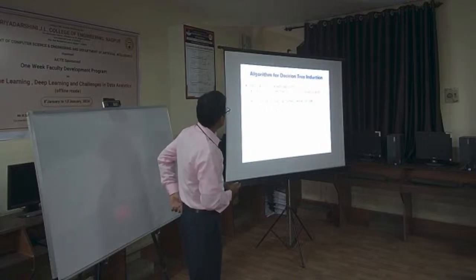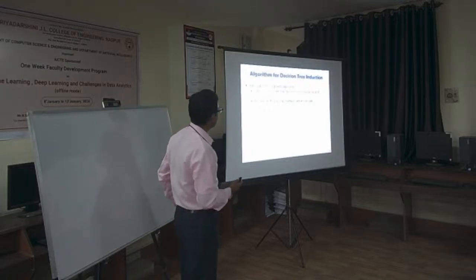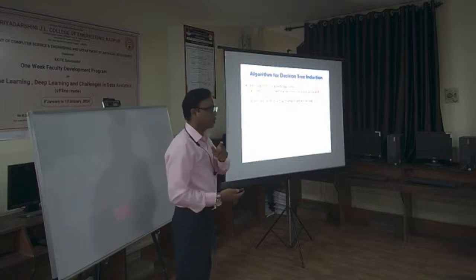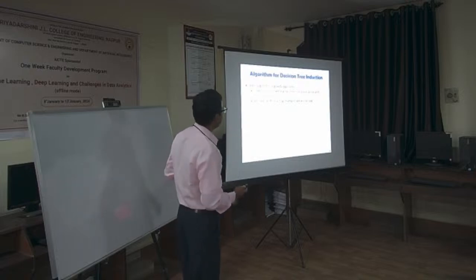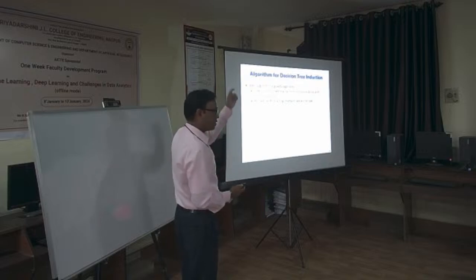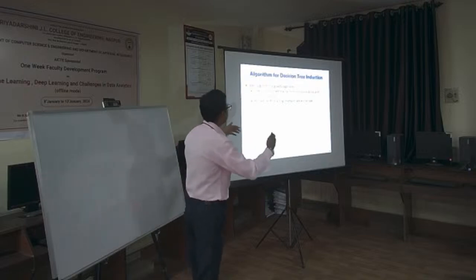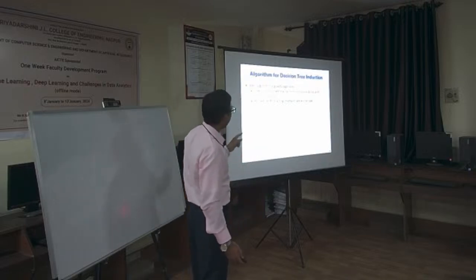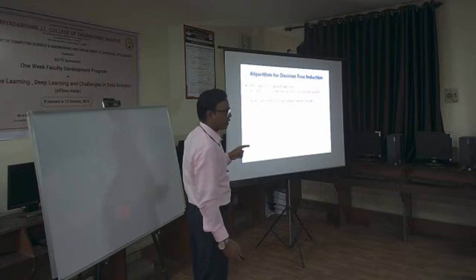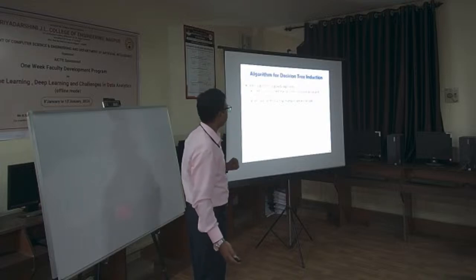So how does this particular algorithm work? The basic algorithm is a greedy algorithm. Whatever is there, based on that it keeps on making the tree. Trees are constructed in a top-down recursive divide and conquer manner. It starts from the top and keeps on dividing the data. At the start, all training samples are at the root, as in the figure I showed.